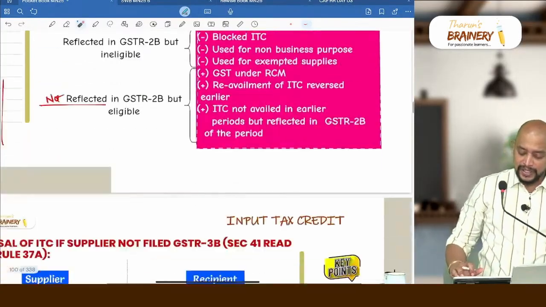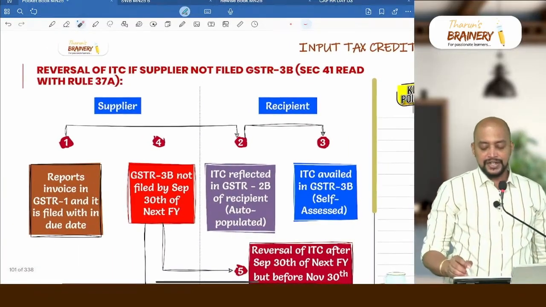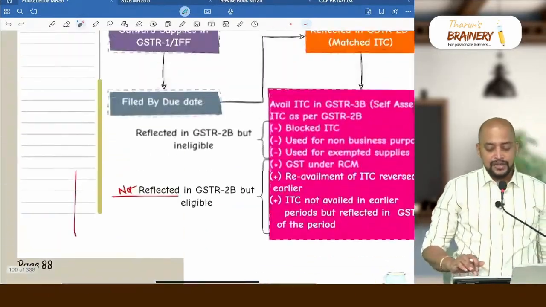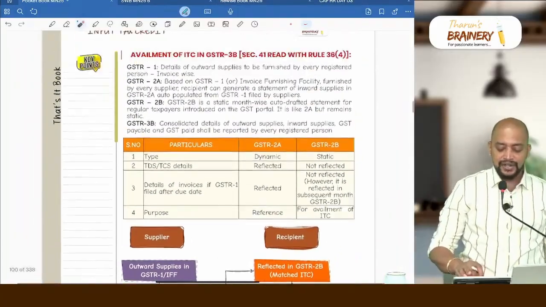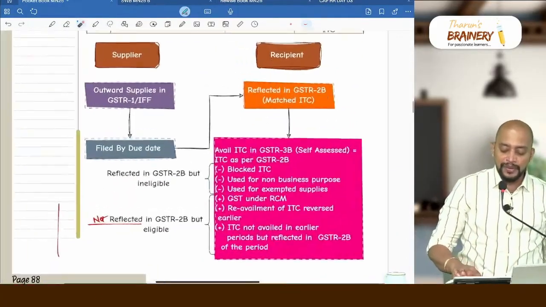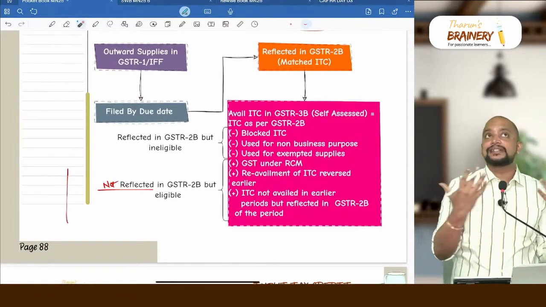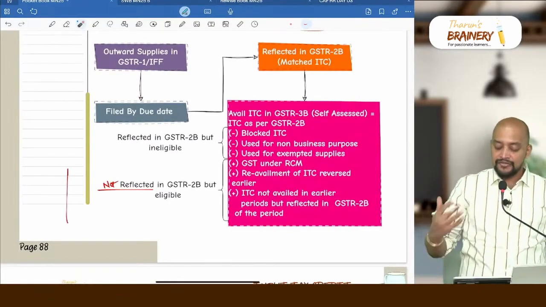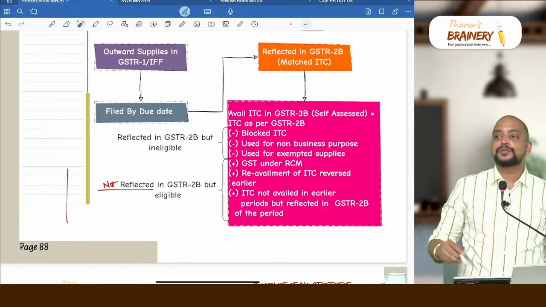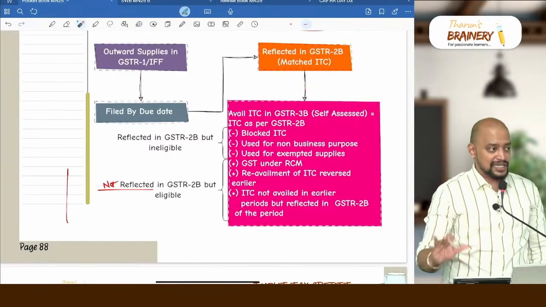And next one we have rule 37A. This is what I was referring to: section 41 read with rule 37A. So far what we have seen is section 41, availment of ITC, read with rule 36 sub rule 4. Therefore, how much ITC can we avail in GSTR 3B? Availment of ITC means taking credit in GSTR 3B. For that we take ITC as per 2B, and we will make the adjustments, and that is called ITC availed in GSTR 3B.